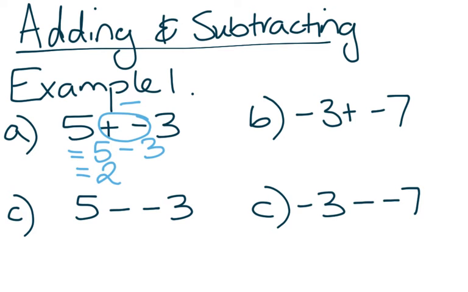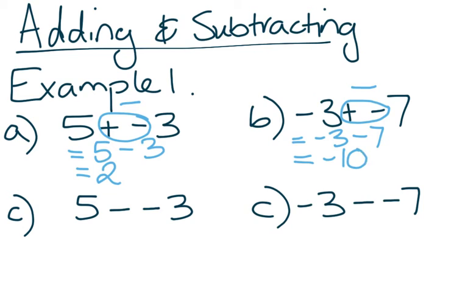For example B, again, same thing. We've got -3 add -7. We can't have a plus and a take next to each other. So we look at those two things, and a plus and a take make a take. So we've got -3 take away 7 now. Remember, when we're taking away, we move left along the number line, and when we add, we're moving right along the number line.